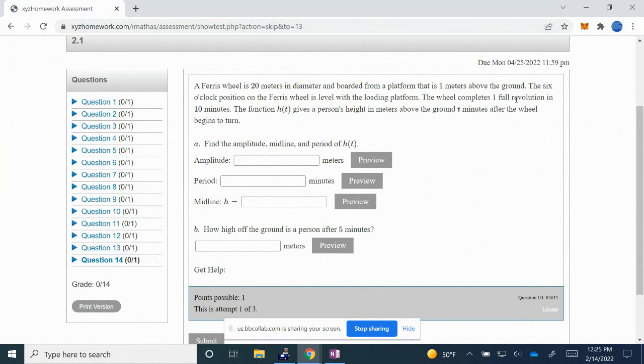The wheel completes one full revolution in 10 minutes, right? So that would actually be our period, the time it takes to complete one cycle. Then it says a function h of t gives a person's height in meters above the ground, t minutes after the wheel begins to turn. We need to find the amplitude, the period, the midline, and we're asked how high off the ground a person is after 5 minutes.